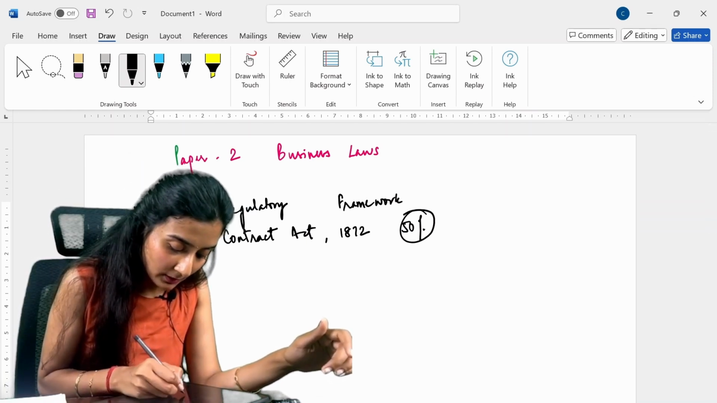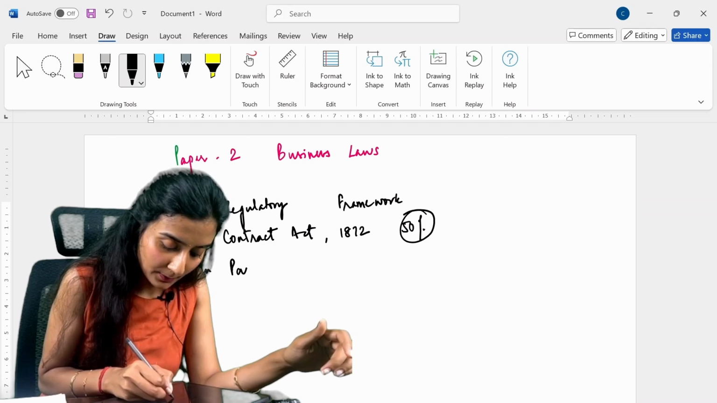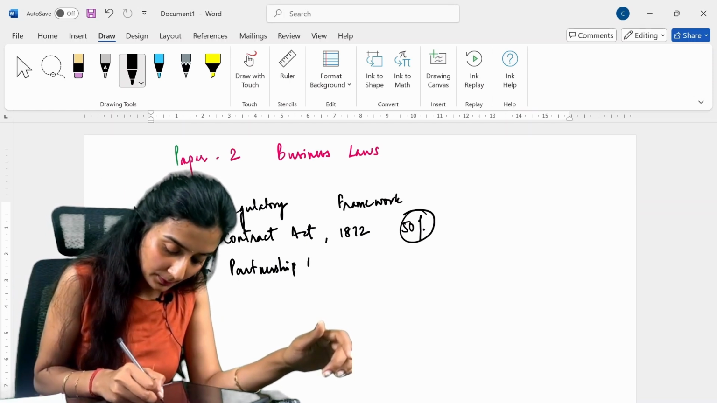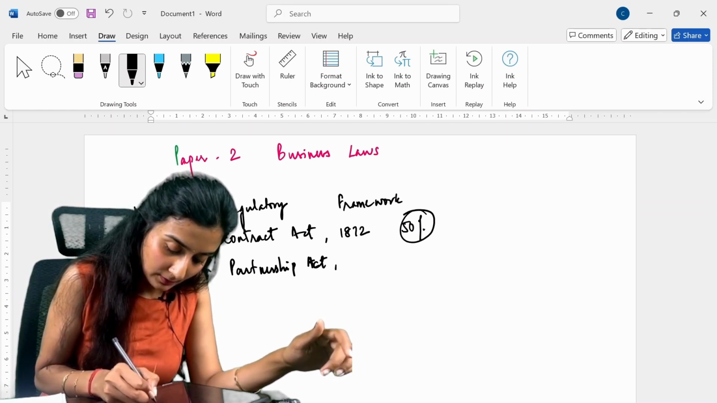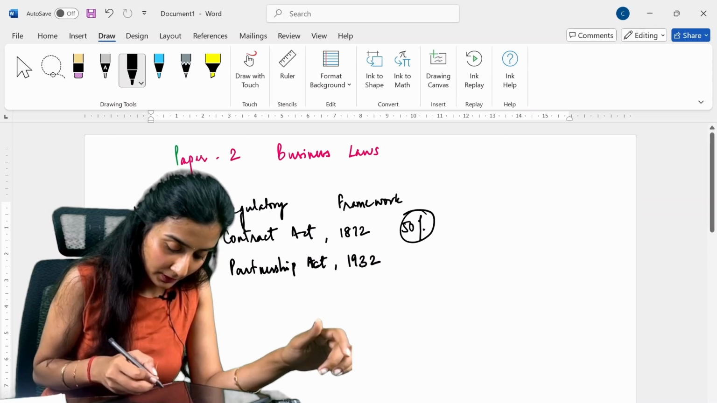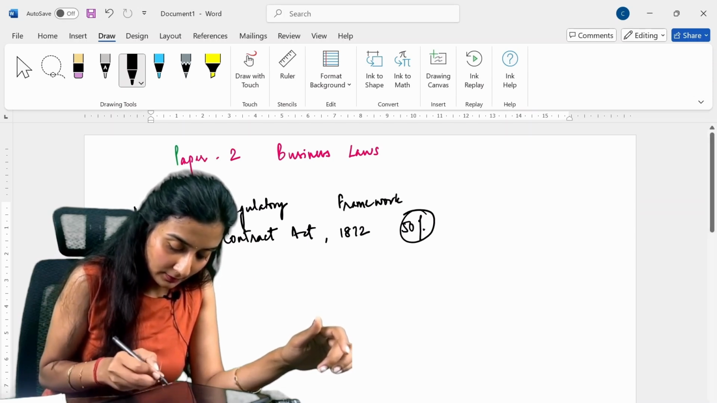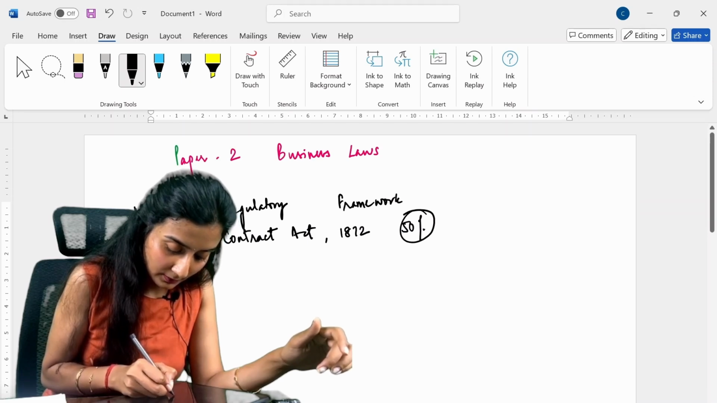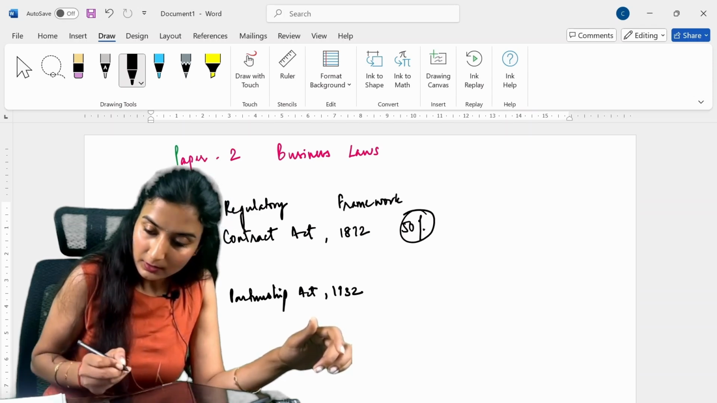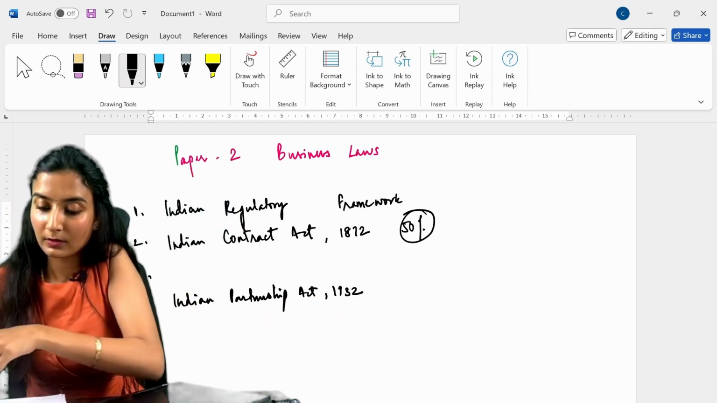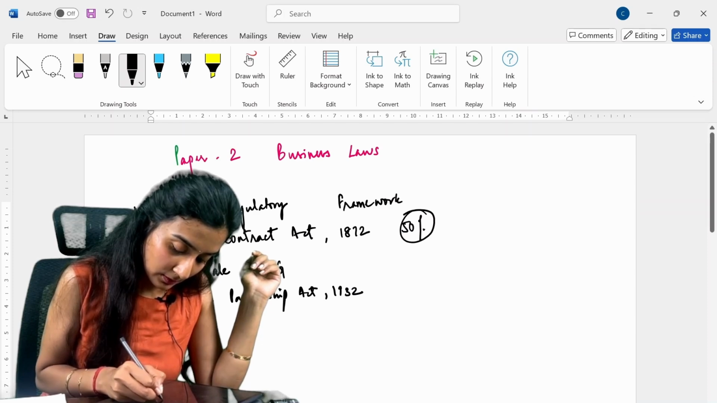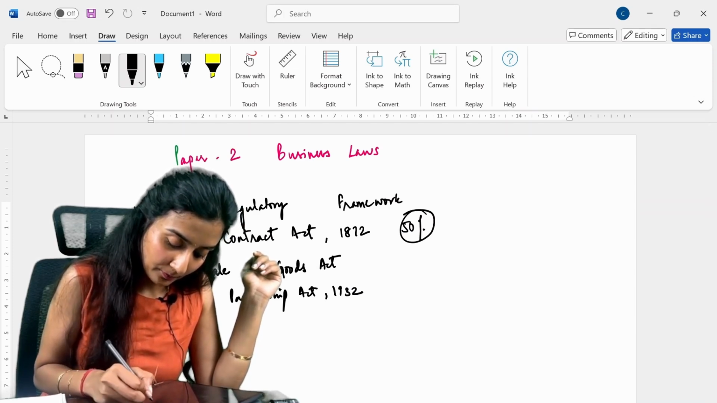Okay, next comes the Indian Partnership Act 1932. Okay, and the Sale of Goods Act 1930.